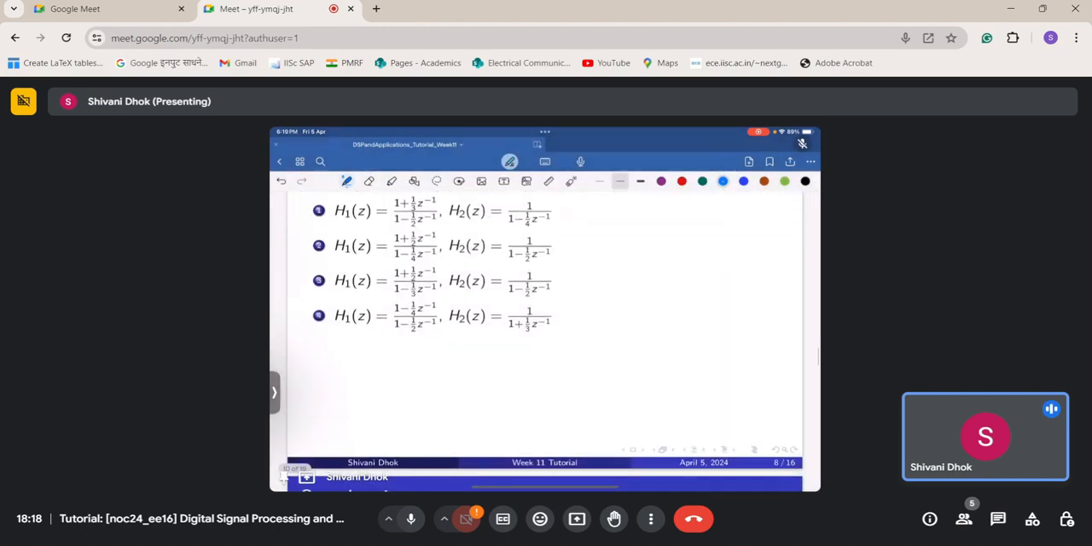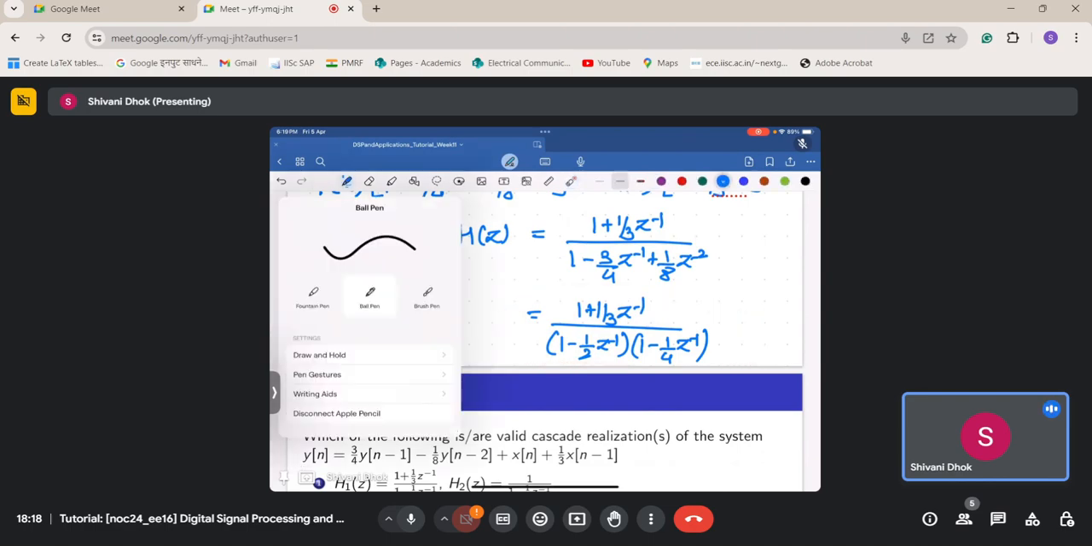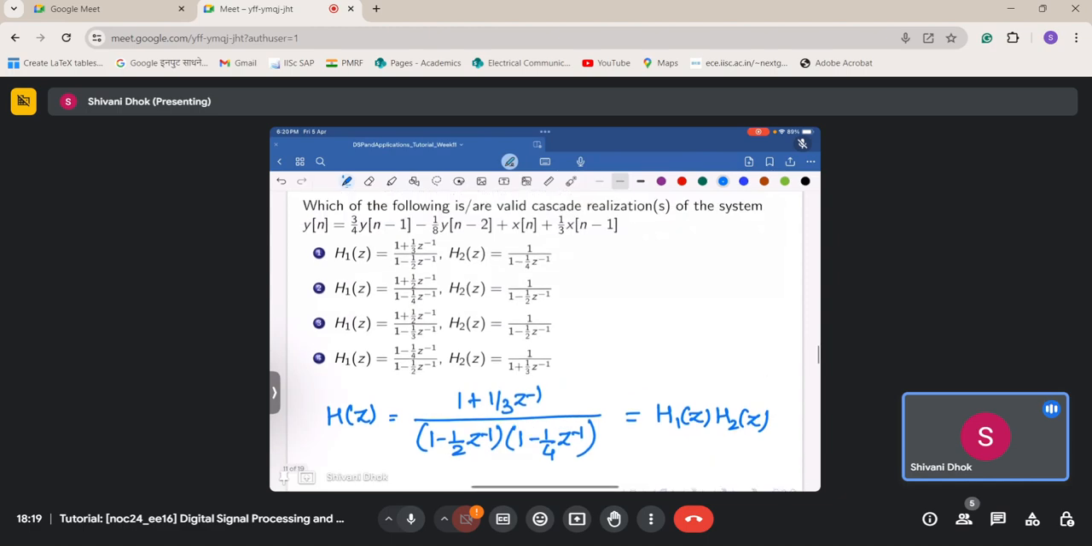Yeah, so now what we have is H(z). We have obtained this H(z) here, so the same thing we will be using. This H(z) here is (1 + 1/3 z^-1) divided by (1 - 1/2 z^-1) upon (1 - 1/4 z^-1). And since we are doing cascade systems, this should be equal to H1(z) into H2(z). So now let us figure out what H1(z) and H2(z) are for all of these systems.